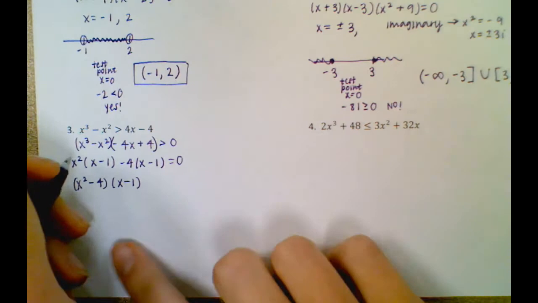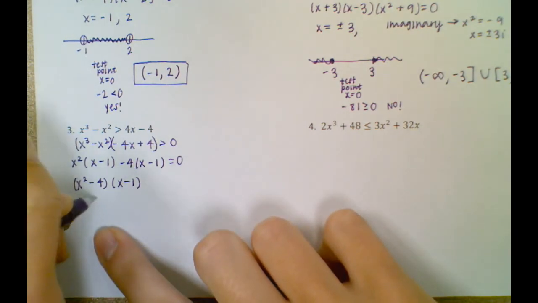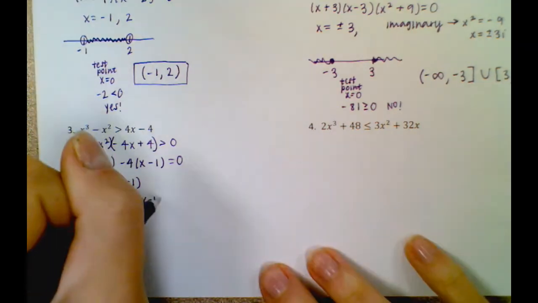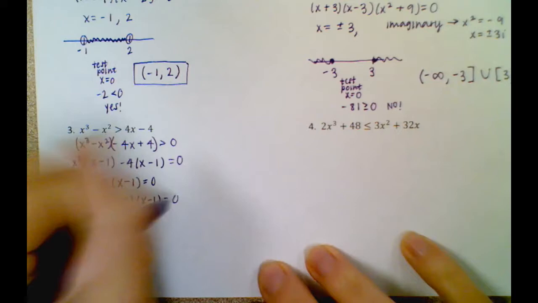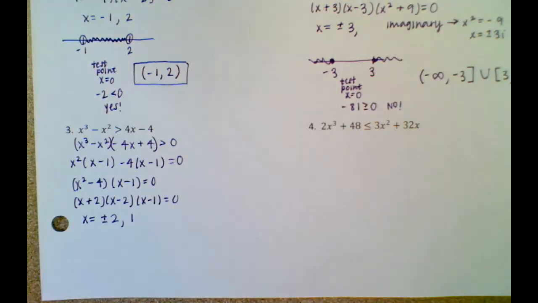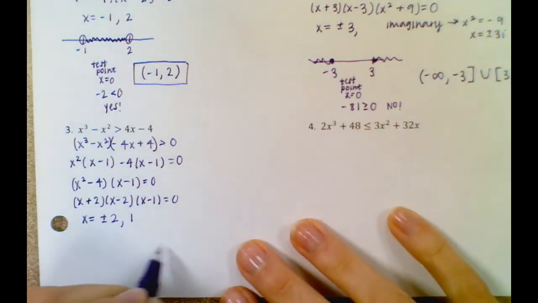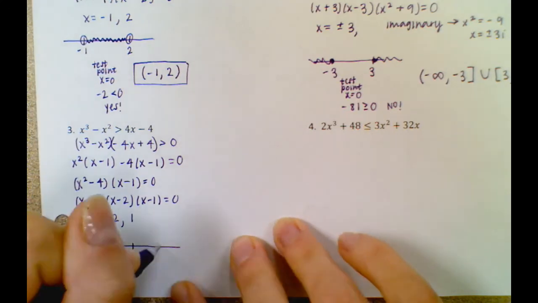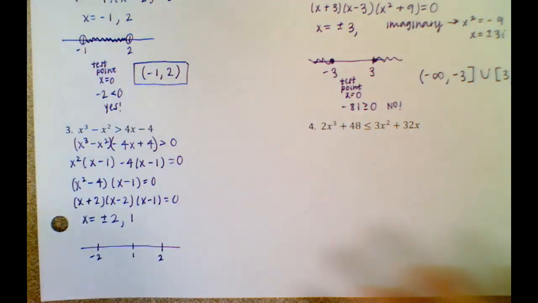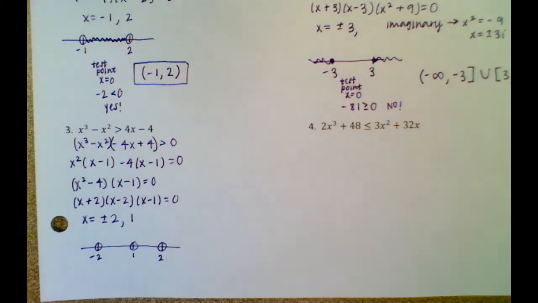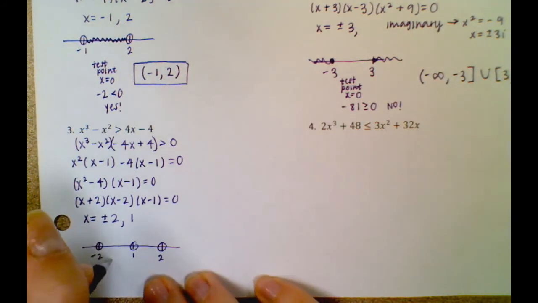I could factor this a little further. X plus 2, x minus 2, because that's a difference of squares. These all equal 0. So x equals plus or minus 2 and 1. All right, so we've got a lot of numbers here on this number line. So let's see, negative 2, 1, and 2. Now these are all going to be open circles because I do not have a line under my inequality symbol right there, okay? All right, from here, I'm going to test 0, so x equals 0.